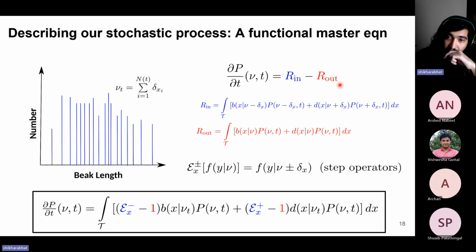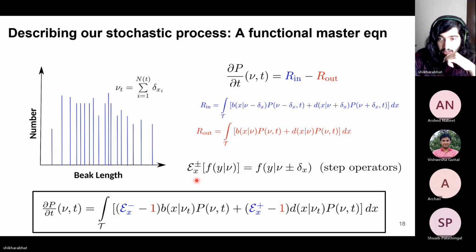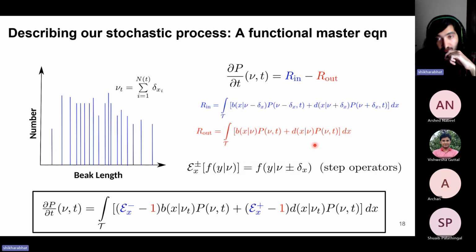And for the death rates, we can do something similar. Both of these terms, this death rate and this probability, are in terms of nu plus delta x, which in the step operator notation is E plus of x applied to this product dp. And once again, the outflow is just the same population. It is d of x given nu, p of nu comma t. And in both of these terms, there is an integral. So there is an integral outside. And this, in principle, describes our population. This is our master equation.